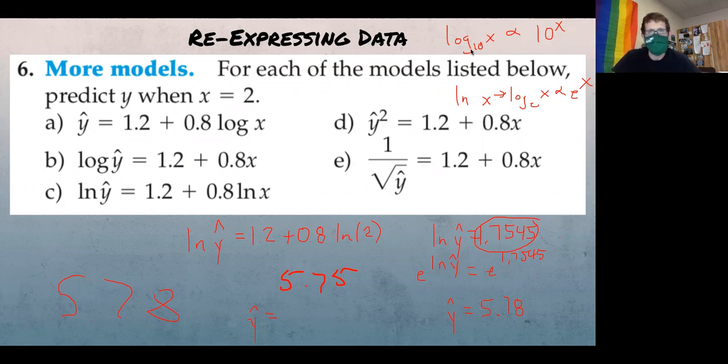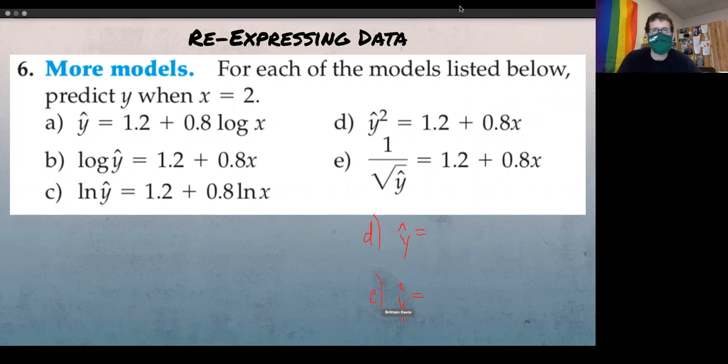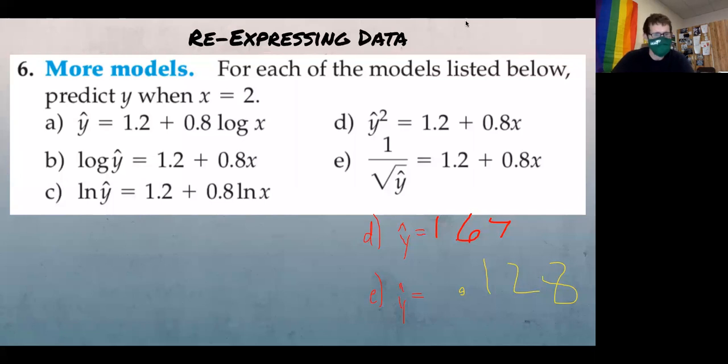So I'm assuming that you guys will be okay with D and E. Maybe we can just confirm the answers to both of these. Before we leave this page, let's write down the answer to D and E. And if there are questions because you didn't get the same thing, then we can talk about that more. So y hat and y hat. This will be for D and this will be for E. Okay, I like both of those answers, 1.67 for D, 0.128 for E.